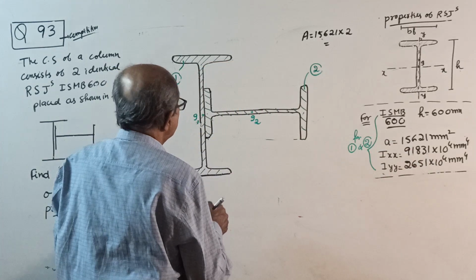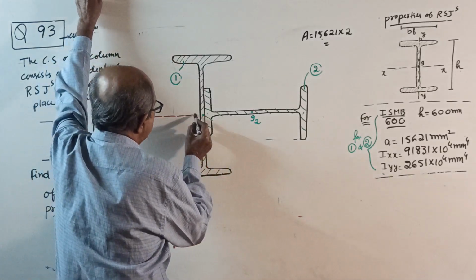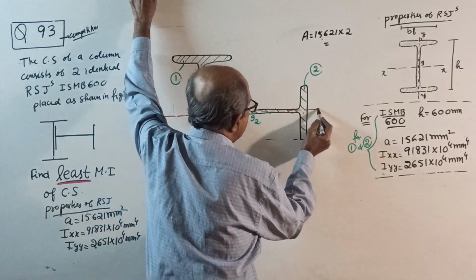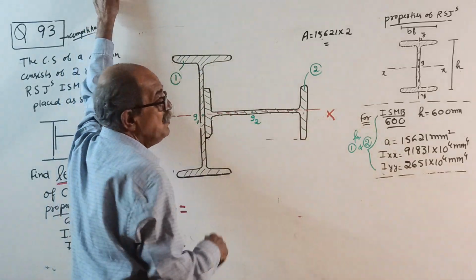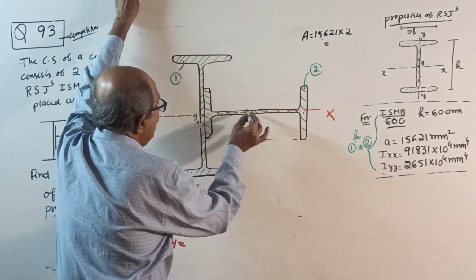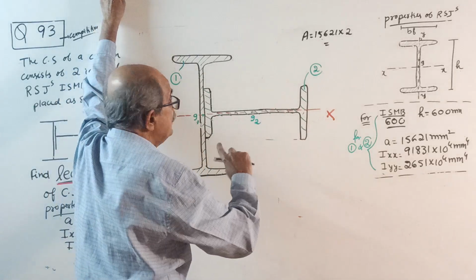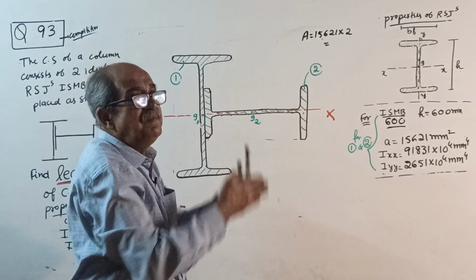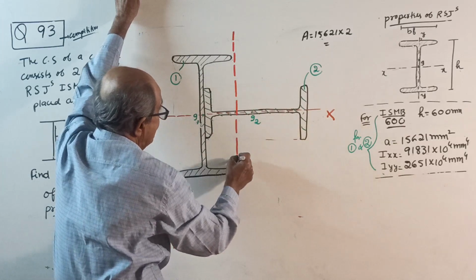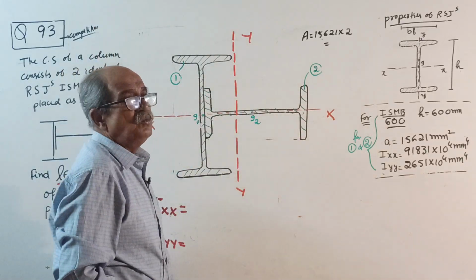Now, Ixx, how to find? First mark the x-axis. This is your x-axis, exactly passes here. This is a very easy question. Where is yy? There is no symmetry for yy. One thing is guaranteed: since both I sections have equal areas, yy will come somewhere in between. Where, we don't know, so randomly mark here. Let it come here, the yy axis.